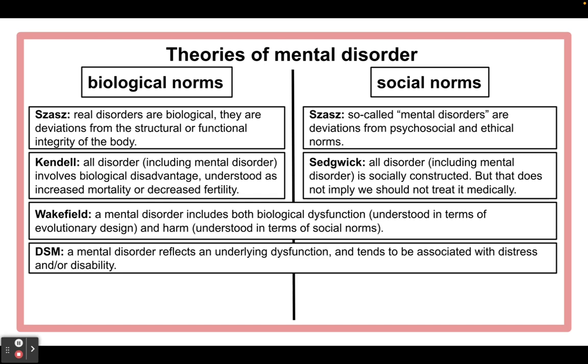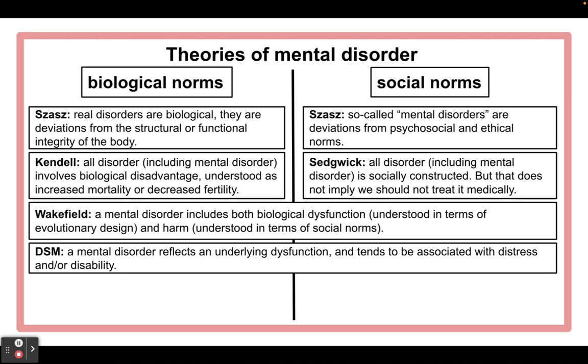Okay. Wakefield, in response to a lot of these older theories, comes up with a theory that mixes the two. Sometimes this is called a hybrid approach. For Wakefield, a mental disorder involves both biological dysfunction, which he grounds in evolutionary design, so it's an evolutionary dysfunction, and a mental disorder must also be harmful, and he understands harm in terms of social norms. So for Wakefield, a mental disorder involves both biological norms and social norms.